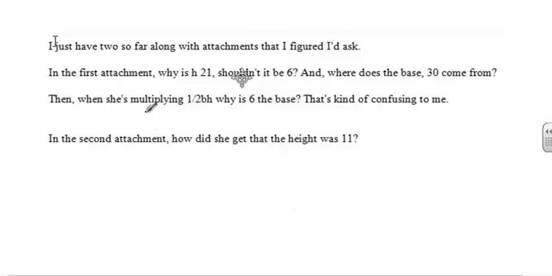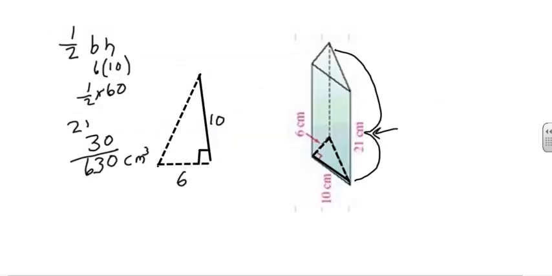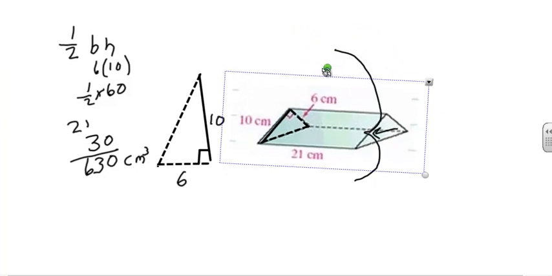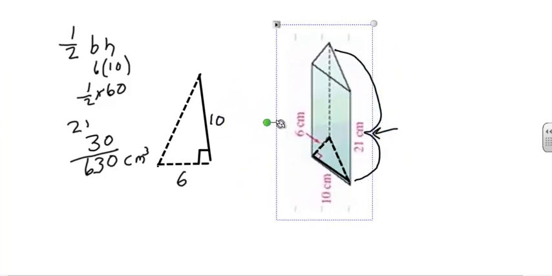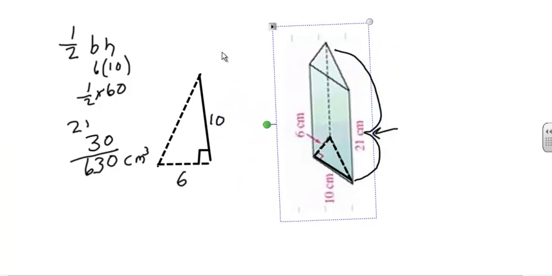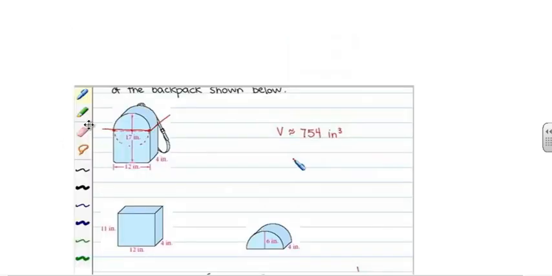Let me go back and look at your questions. Okay. And the second one, how did she get that the height was 11? Hopefully this answered that problem. Again, in these types of problems, when they start like that, we just want to spin it. All right, so let's go to this one.